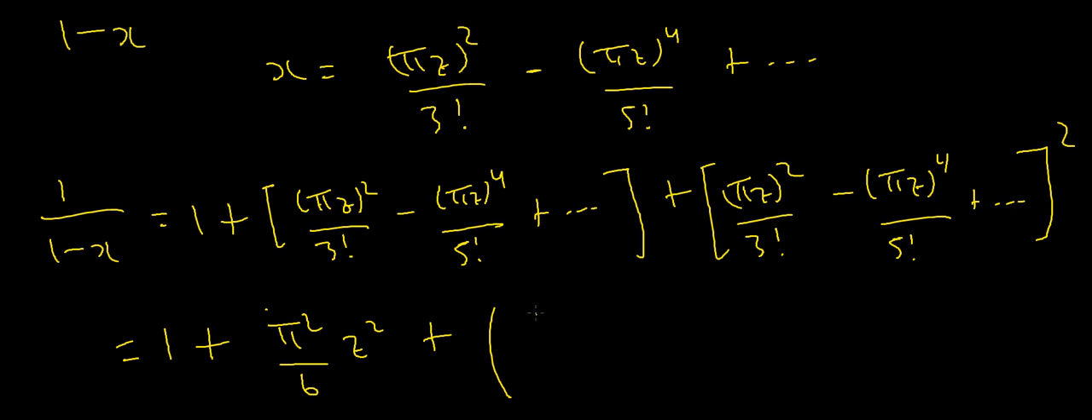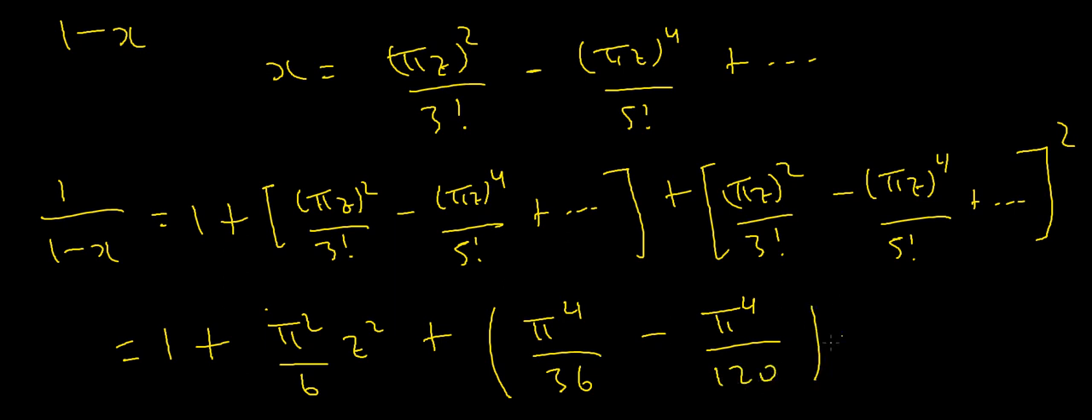So let's do it like this. That's the same as pi to the 4 over 3 factorial squared, which is 36. And then I'm going to have minus pi to the 4 over 5 factorial, which is 120. 5 times 4 times 3 times 2 times 1. All of that times z to the 4 plus higher order terms. By the way, the way you'd usually write this is big O of z to the 6.